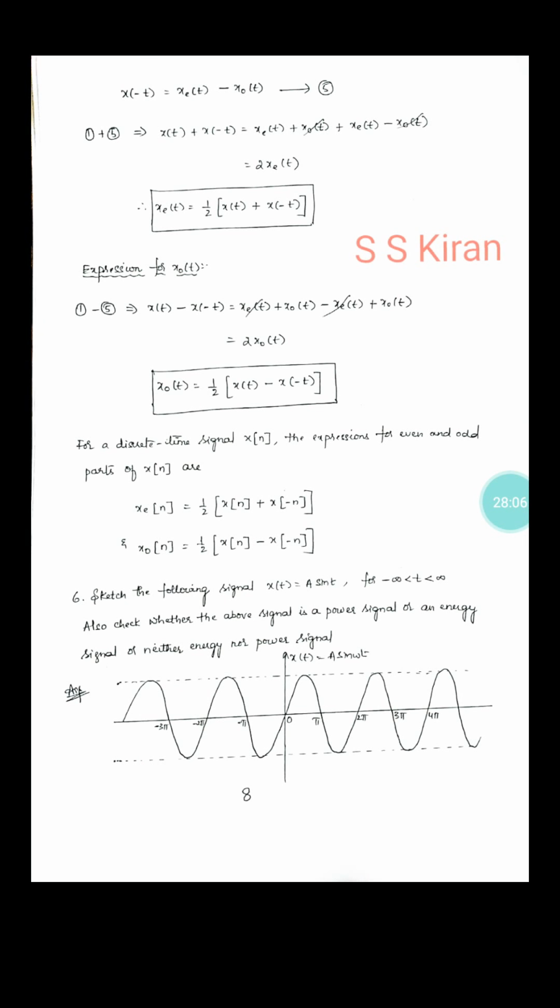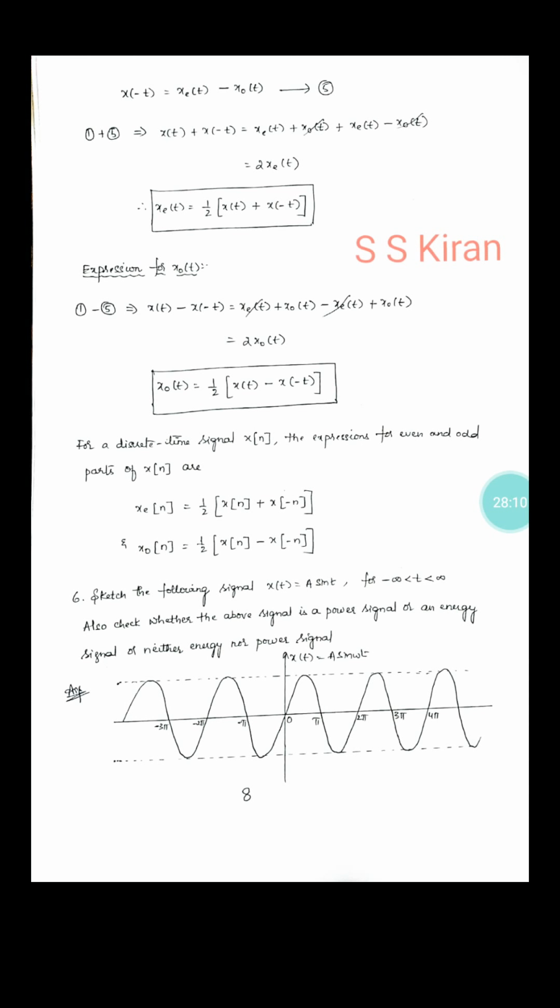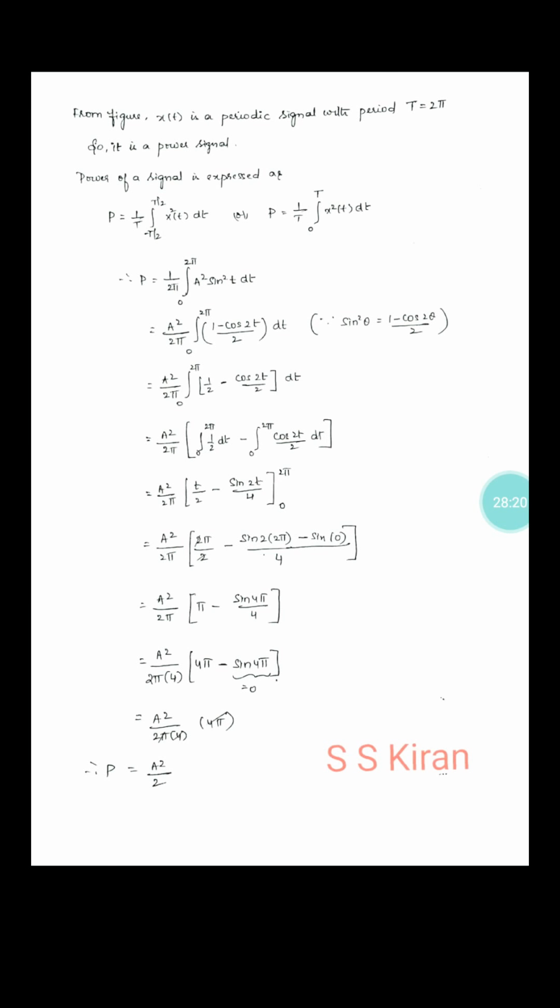These are all very important problems. This is one more important problem. Sketch the following signal: x(t) is equal to A sin t, for minus infinity less than t less than infinity. Very simple. Observing the figure, we can see that it is a periodic signal with period T equal to 2 pi.